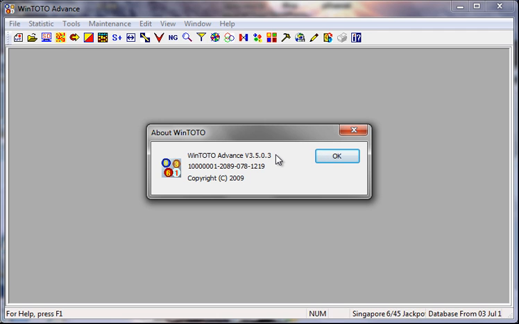Now there are two probable reasons for not having the upgrade. One is that you could have been very busy, which I can understand, especially when work is concerned. Or you could have overlooked the fact that you have not extended your WinTOTO Advance maintenance support, and that could have caused you to be unable to upgrade.